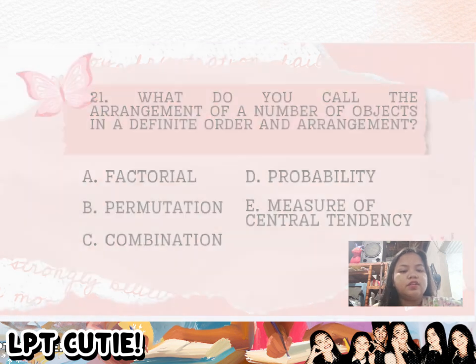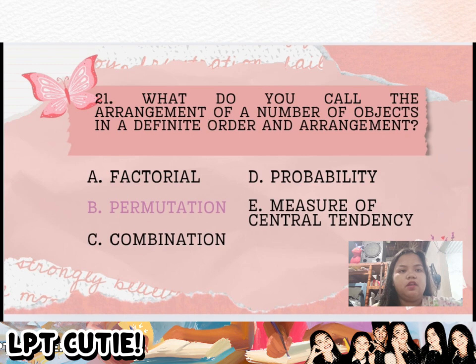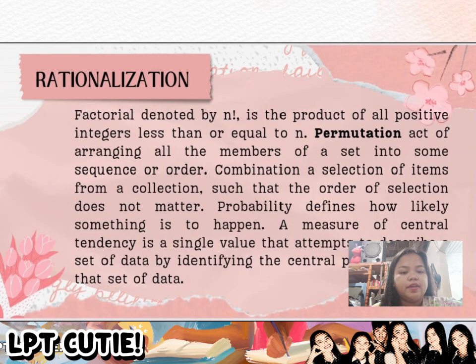Okay, so the correct answer is letter B, permutation. So why not factorial? Factorial, denoted by n factorial, is the product of all positive integers less than or equal to n. Why not combination? Combination is a selection of items from a collection such that the order of selection does not matter. Why not probability? Probability defines how likely something is to happen.